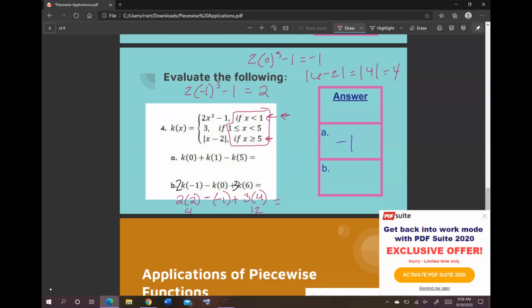So when I clean this up, I'm really saying 4 minus negative 1 plus 12. All right, so 4 minus negative 1 plus 12 will give me 17. Okay, so I hope that helps you with that part of the review today.